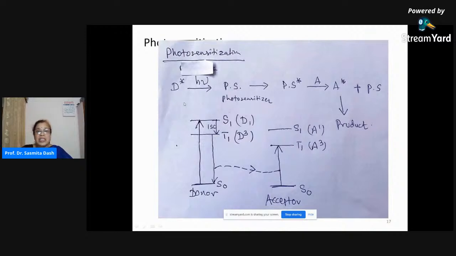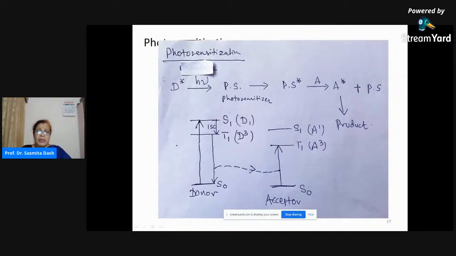So this is the photosensitization which has been described here. In the case of a photosensitizer, we have two things: one is a donor, the other is an acceptor. We have the ground state, triplet state, and singlet state of the donor as well as that of the acceptor. The excited state of the acceptor is a little lower in energy compared to that of the donor.